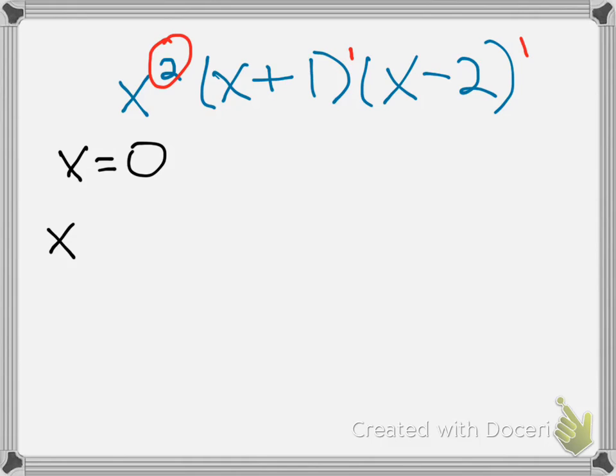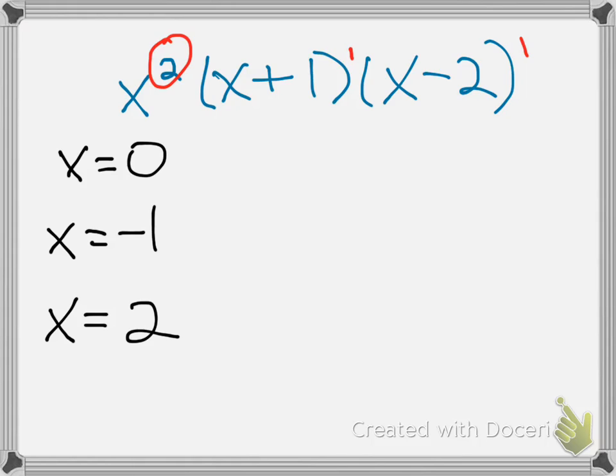Our second zero is going to occur at x equals negative 1. That goes along with this factor of x plus 1 here. And then our third zero is going to occur at x equals positive 2, which goes along with this factor right here. Now, by looking at the multiplicity of each of these factors, I can predict how the function is going to behave at all three of these zeros.